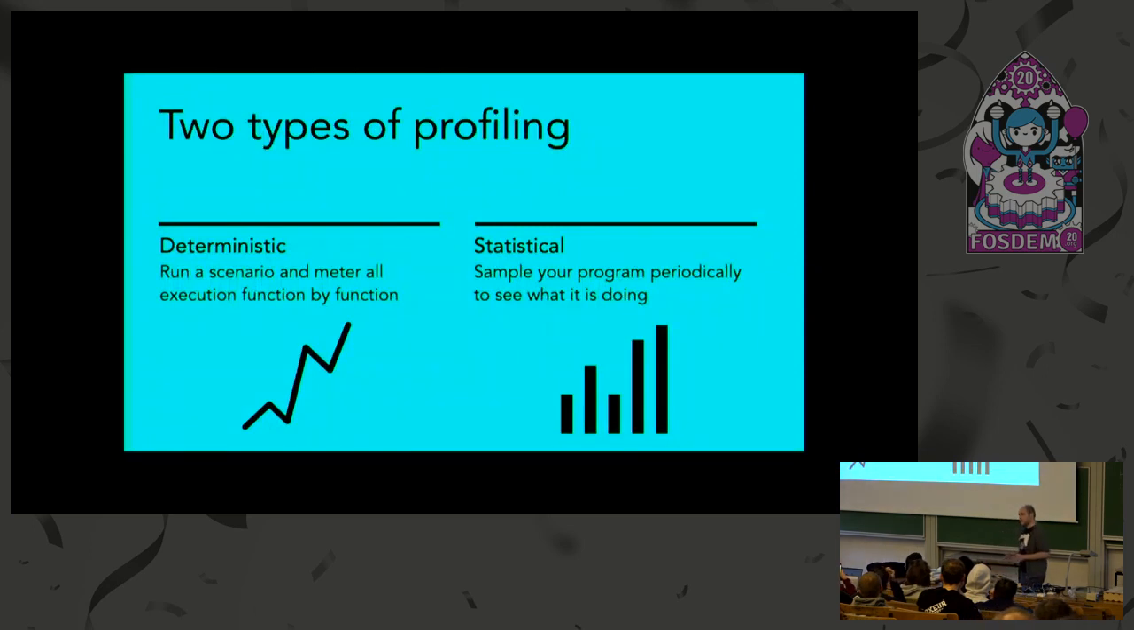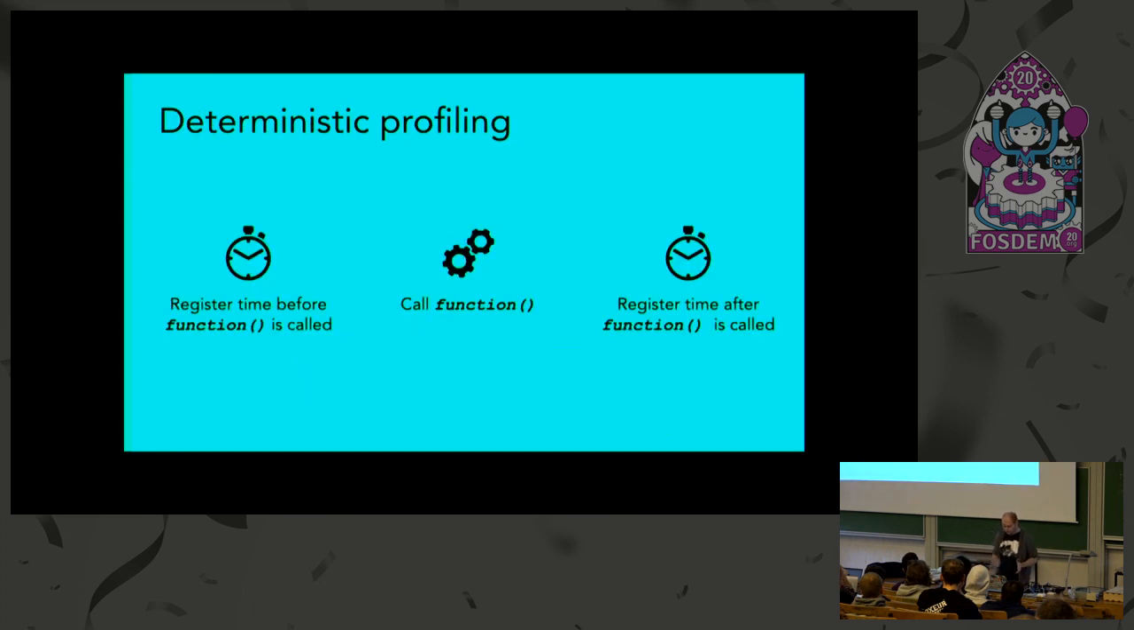There are two types of profiling. The first one is deterministic profiling. If you ever used cProfile, the Python profiler, which has been built into Python for a long time, this is what it does. And there's another type of profiling, which is what we're going to talk about today: statistical profiling, where you do things in a different way, which has its own perks.